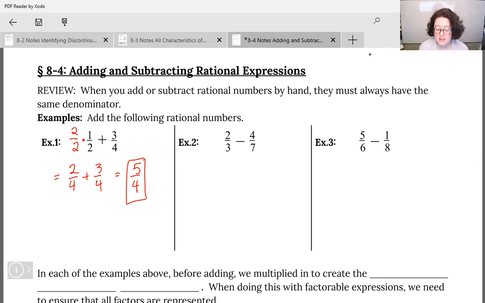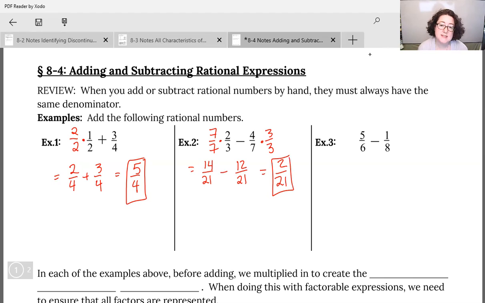Alrighty, in example 2, my denominators are 3 and 7. Now, unfortunately, I don't have any common factors with those, but I still need to get that common denominator. So in the first fraction, I'm going to multiply in a 7. And in my second fraction, I'm going to multiply in a 3. In essence, I'm finding the factor that I'm missing to make a common denominator. And so simplifying that out, I'm going to get 14 over 21 for my first fraction, and then 12 over 21 for the second fraction. And now I can combine them. 14 minus 12 would give me a 2 over 21, which I cannot simplify.